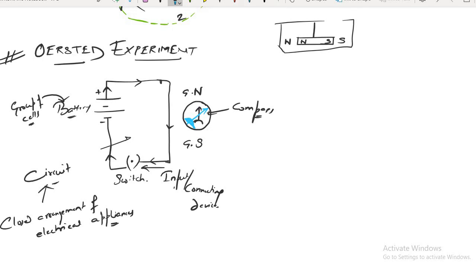Alright, so why does this compass needle get deflected? This is the experiment done by Oersted. So can anybody tell me?